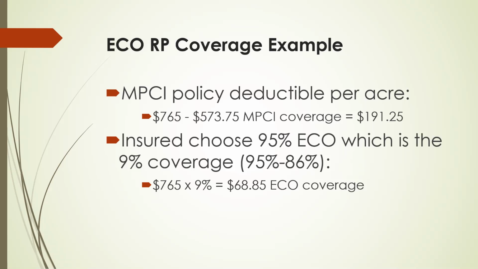The insured chose 95% ECO, which is the 9% coverage. So you would take the $765 expected county revenue times 9% to come up with $68.85 of ECO coverage per acre.